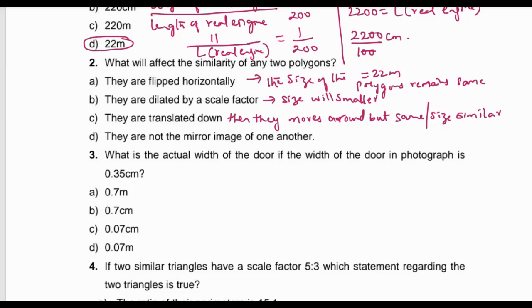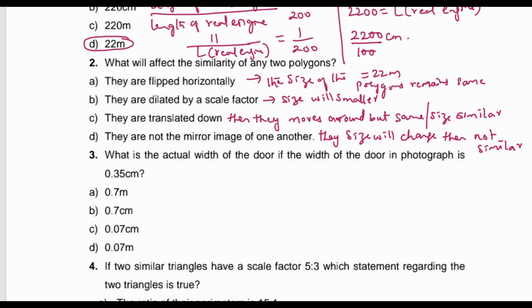Then the last one they have given, they are not the mirror image of one another. They are not a mirror image of one another means then the size will change. Their size will change. Then they will not be similar. If the size is changing, then they are not similar.